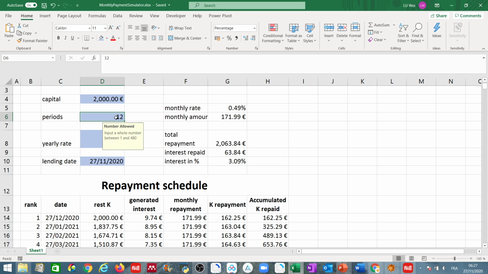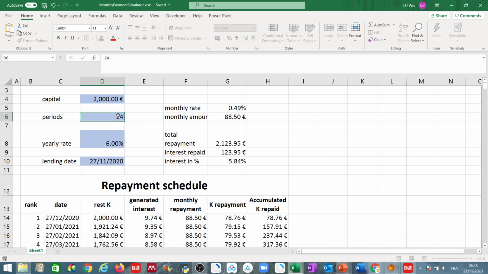And we can also modify some parameters to test this simulator. For example, if we want to pay back this money in 2 years, 24 months, now this time the interest becomes about 5%. If we want to buy a house, it would be about 200,000, like this.